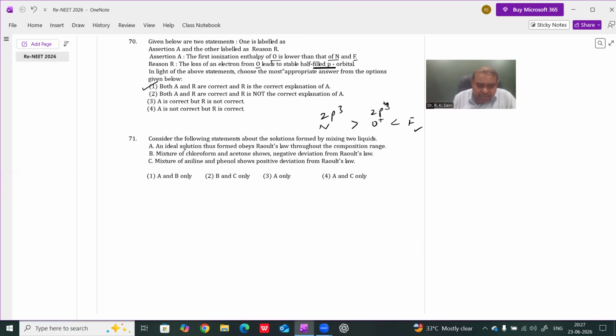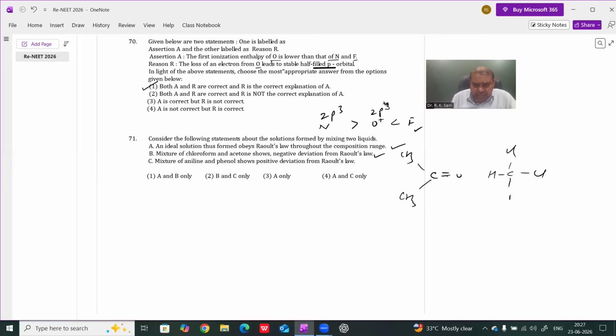Mixing of two liquids. First, ideal solutions obey Raoult's law throughout the composition range. Correct answer. Mixing of chloroform and acetone shows negative deviation from Raoult's law. It is also correct because hydrogen bonding takes place. These examples are directly given in your NCERT book.